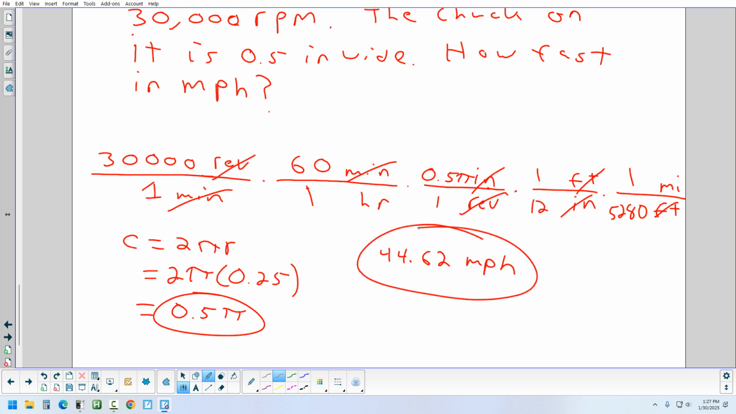So even though it's spinning at such a high speed, 30,000 revolutions per minute, it really wouldn't be rolling that fast because it's not very big. Right? If you had like a tire on a car spinning at 30,000 RPMs, you'd probably be going thousands of miles an hour. That'd be very fast. All right, so any questions on converting between angular and linear speed?